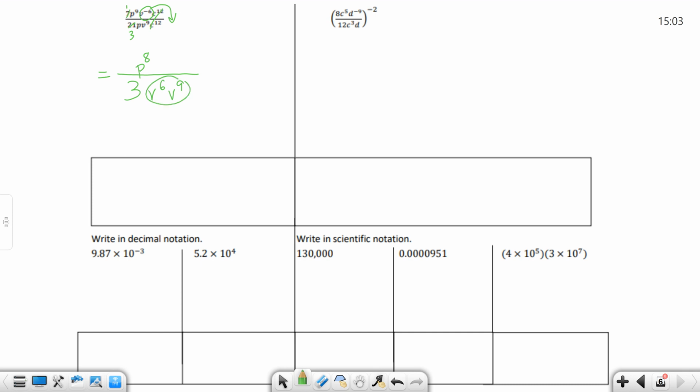So the last thing I need to do is put these two terms together. And again, with like bases, I add the exponents. This is p to the 8th over 3v to the 6 plus 9 is 15. So p to the 8th over 3v to the 15th.